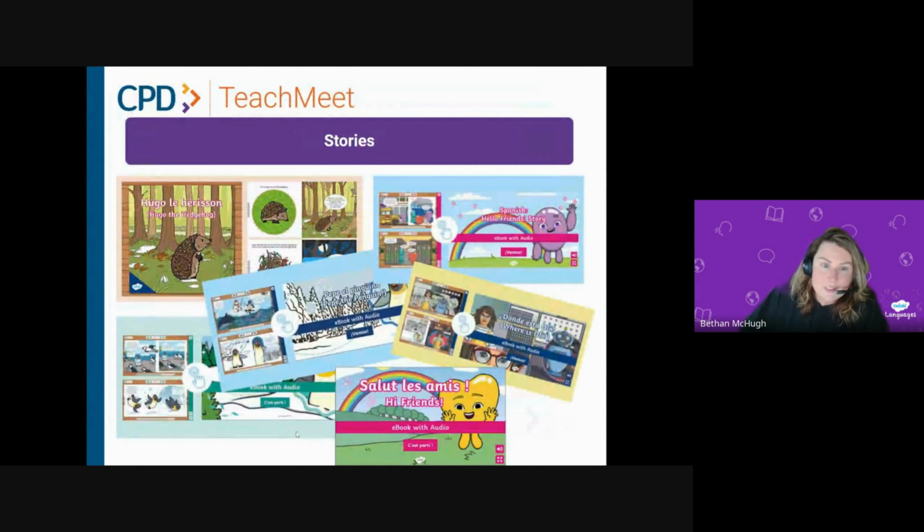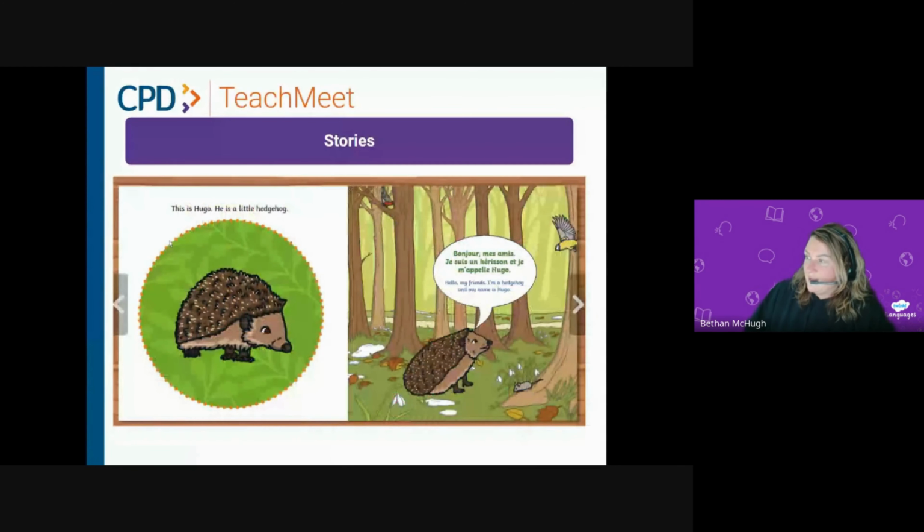Stories are also wonderful. We've got a growing collection of ebooks. They've all got audio, so you don't need to worry, if you're a non-specialist, about reading them aloud, or even narrated in English with the French or Spanish. So you can start off the lesson with a story. Our collection of those is growing, so we're adding to them all the time. But that's kind of like the inside.